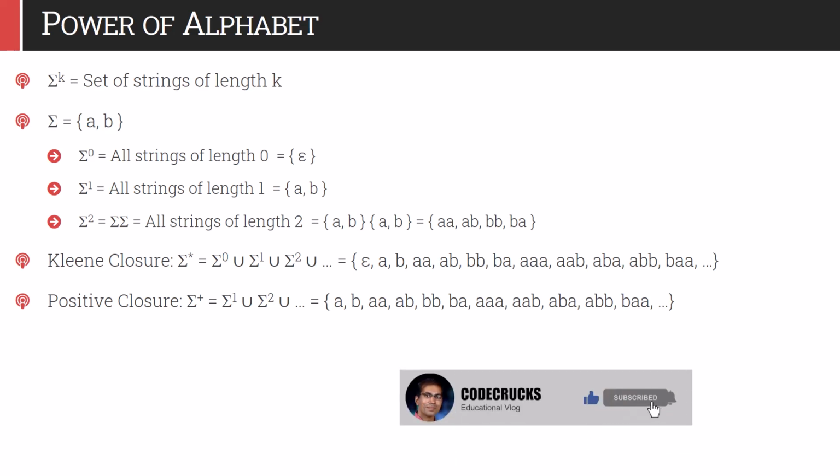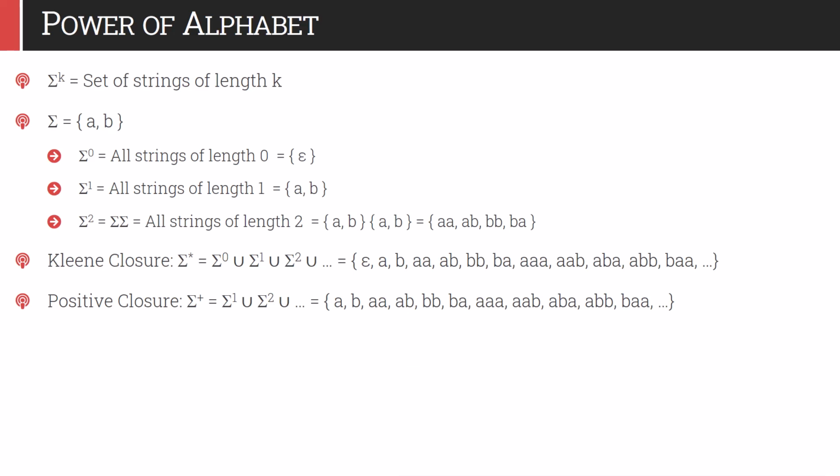We can say that positive closure is a subset of Kleene closure, because Kleene closure has one extra string compared to positive closure, and that is epsilon. Or we can write sigma star or Kleene closure is positive closure union epsilon. So when we add epsilon into the positive closure, we will get the Kleene closure.